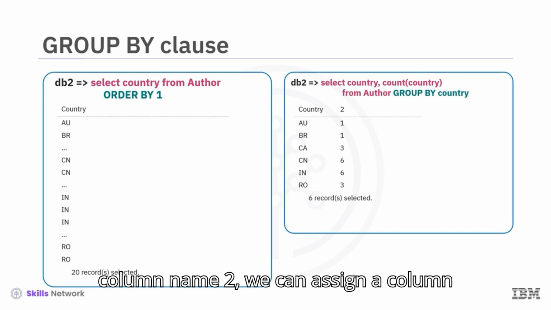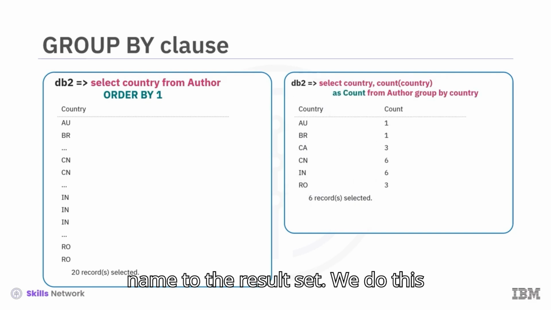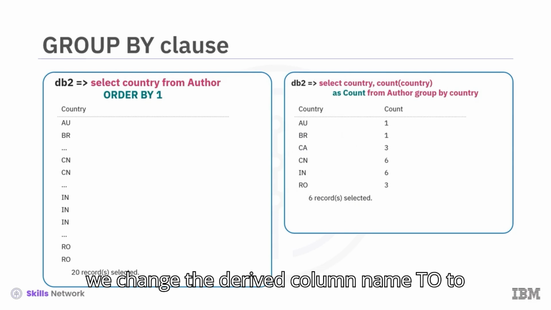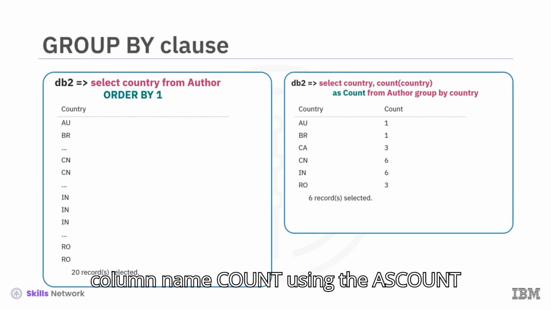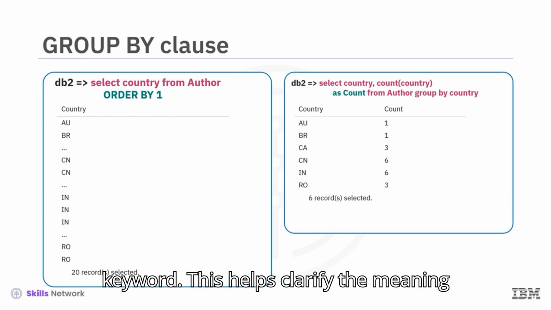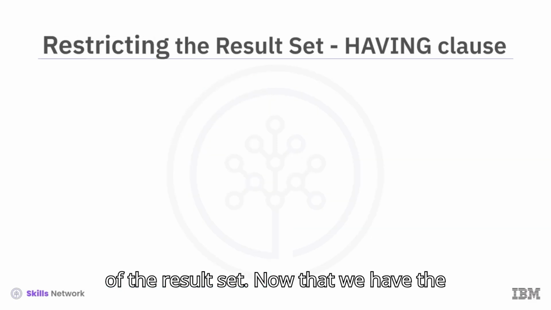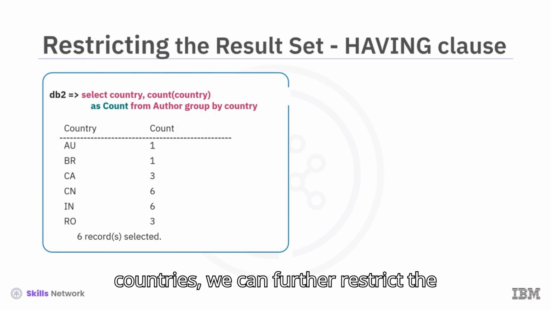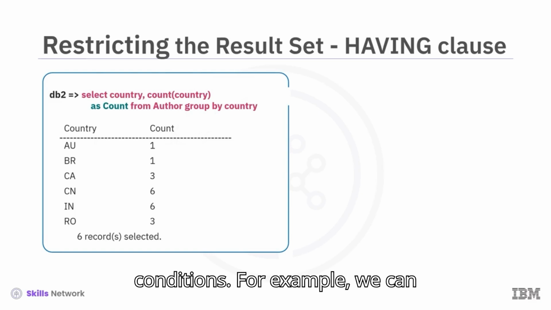Instead of using the column name 2, we can assign a column name to the result set. We do this using the as keyword. In this example, we change the derived column name 2 to column name count using the as count keyword. This helps clarify the meaning of the result set. Now that we have the count of authors from different countries, we can further restrict the number of rows by passing some conditions.